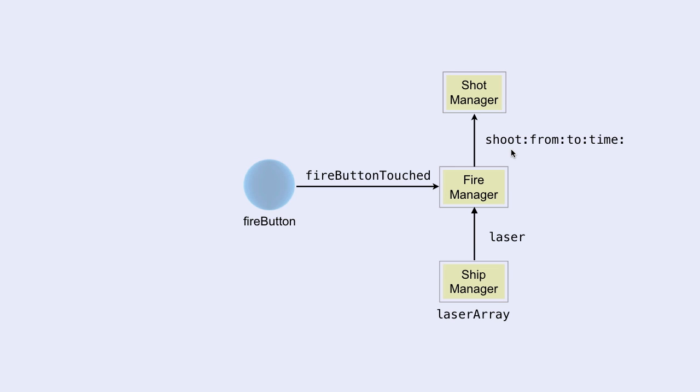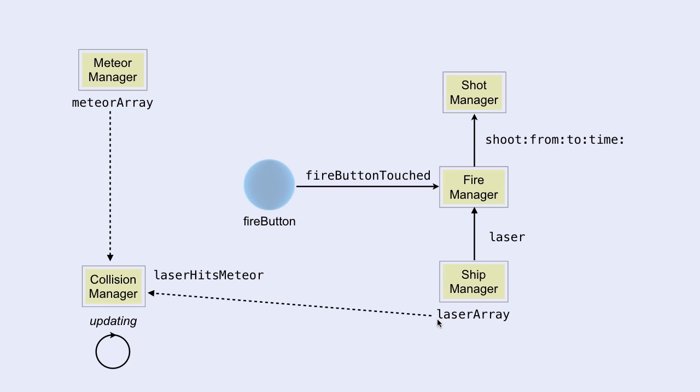How does the laser shot destroy the meteor? We have our collision manager updating all the time. It has access to both the laser array and to the meteor array. It will check if any of the laser shots collides with any of the meteors, using the laser hits meteor method. And if they do, it will send a message, Sprite Explosion, to the explosion manager, which will explode the meteor. That's the plan. Let's go to Xcode and actually do it.